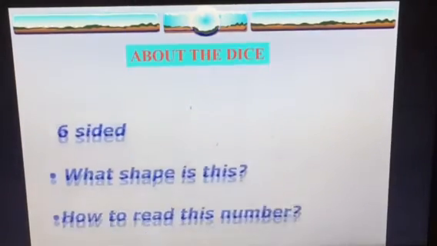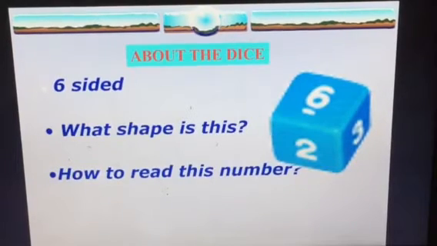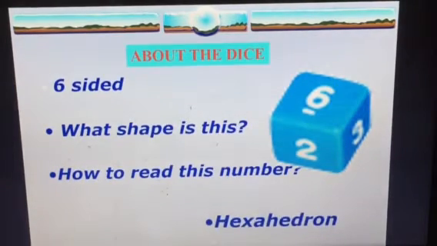Next you have a 6-sided die. From here on, all of these are very common, and all these dice are read as the top number. So this die will be number 6, and it's called a hexahedron.